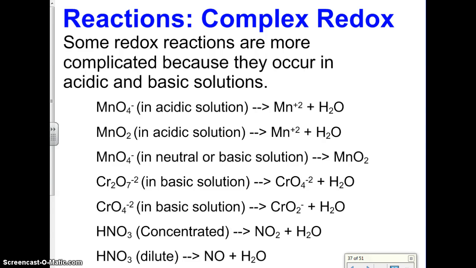As we've seen in class, these are not as complicated as they actually first appear. They're kind of like puzzles and they're actually kind of fun. Just to remind us a little bit about what complex redox are.